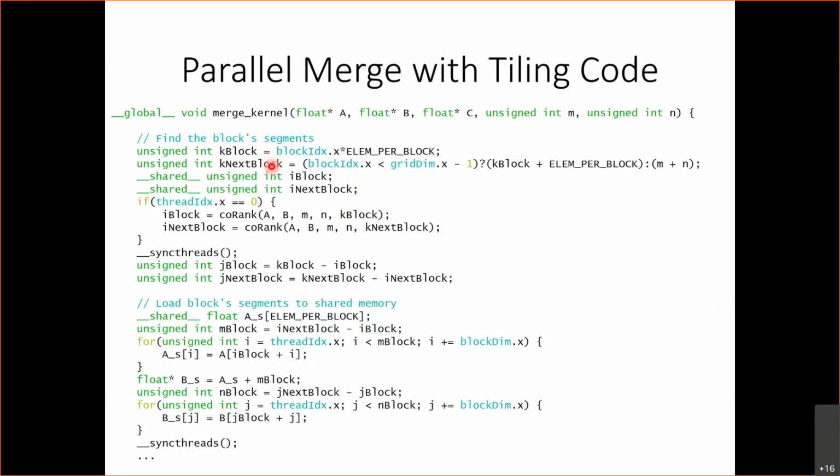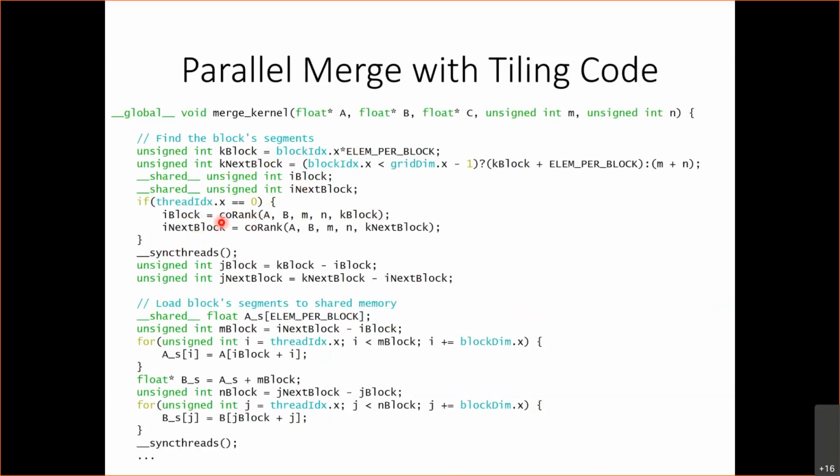We only want one thread in the block to find the co-rank on behalf of all the other threads. So we will declare I block and I next block inside of shared memory. And we will have one thread, in this case thread 0, find the co-rank for I block and I next block. All right. And then after we do that, we will sync threads.